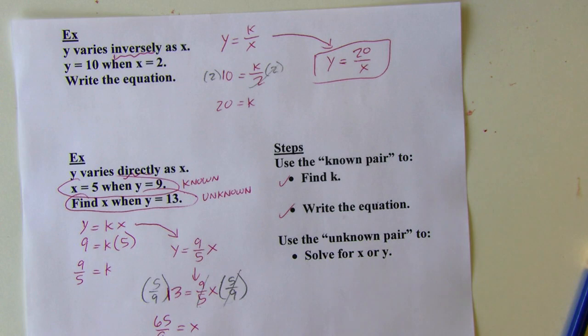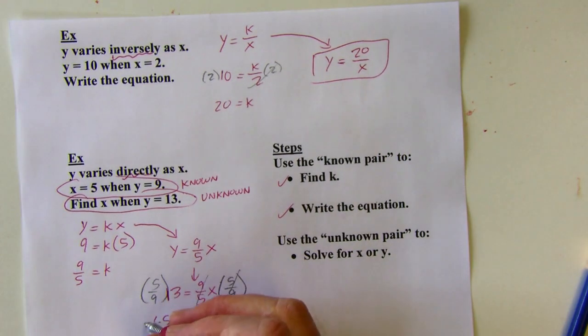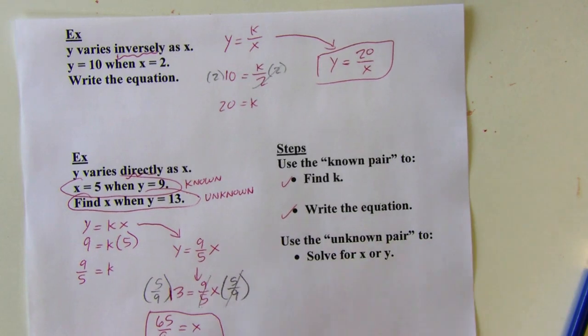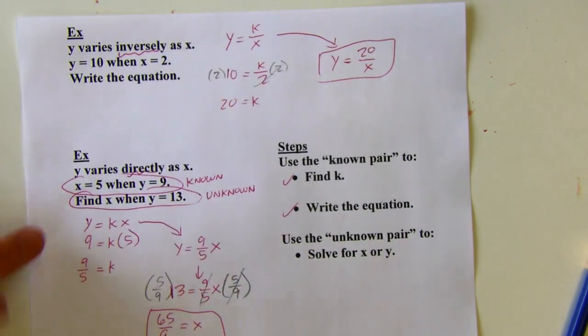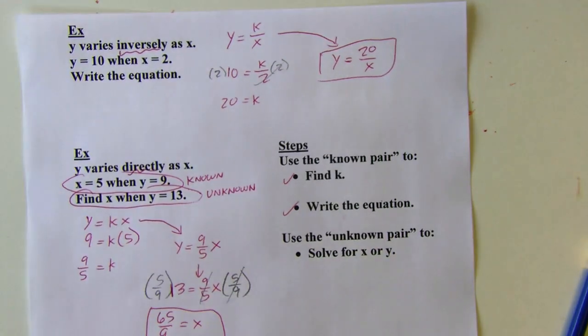It'd be 7.2 repeating if you wrote it as a decimal. You could write it either way. I don't really care. Okay, so there we go. That's what x is going to equal and y is 13, assuming that this is direct variation with that known pair.